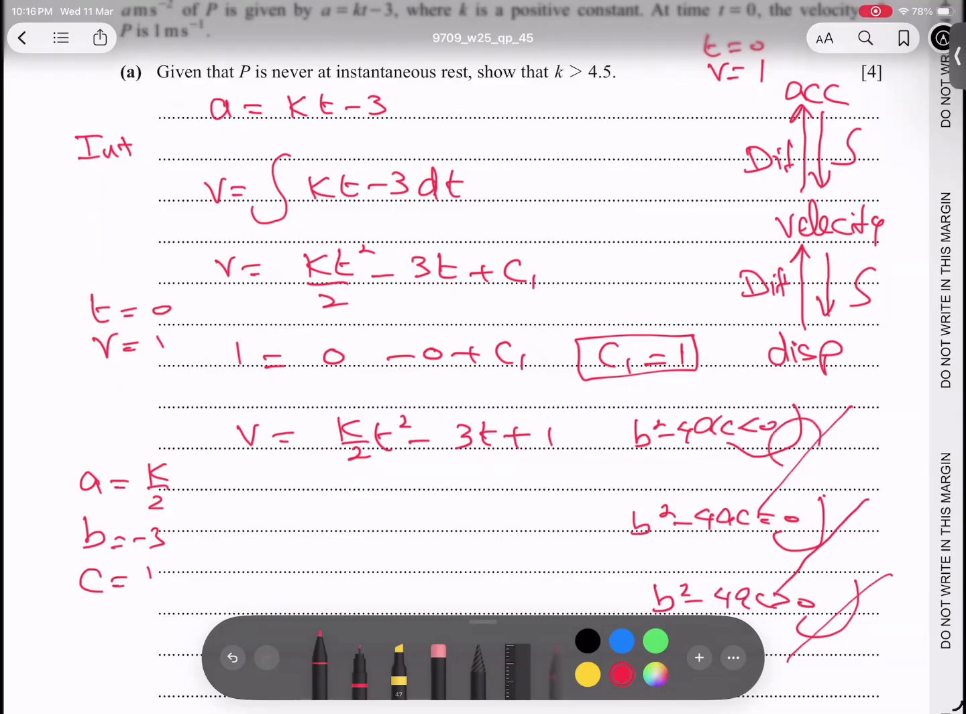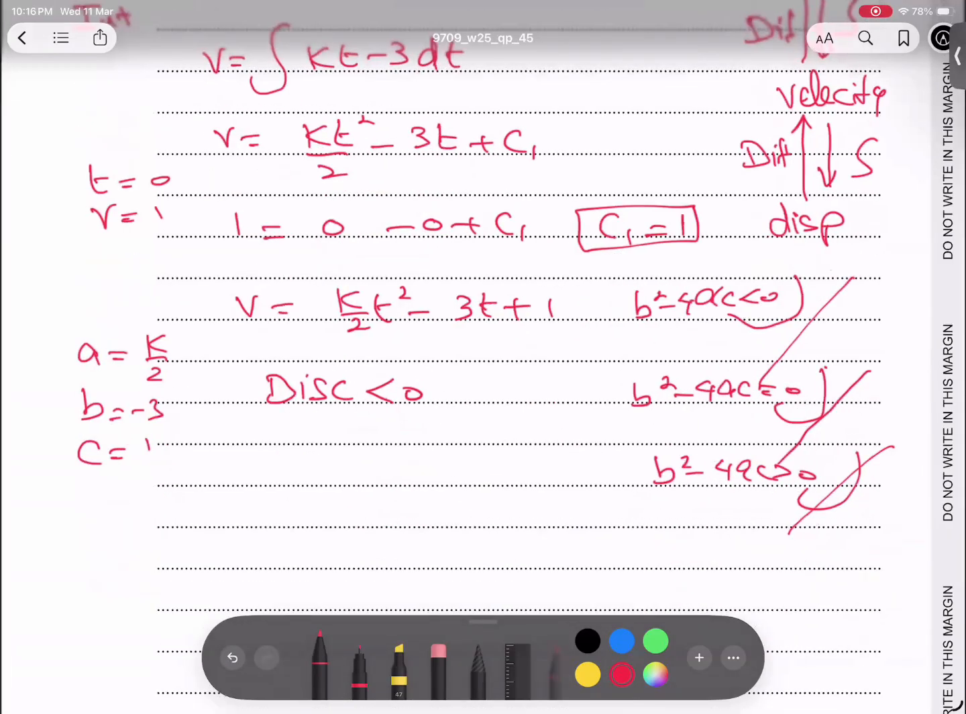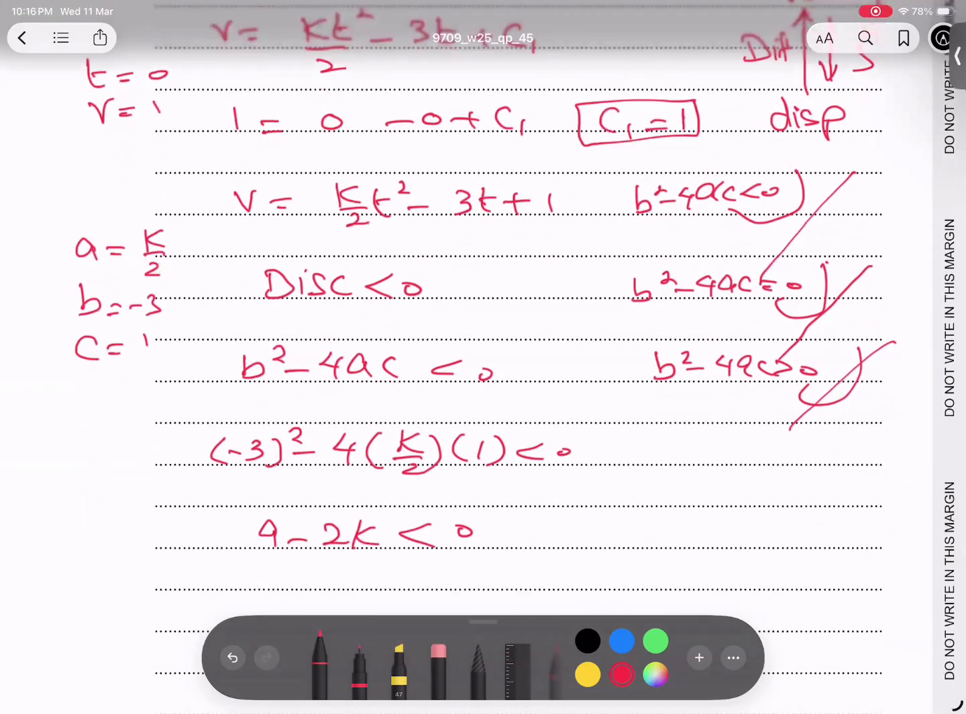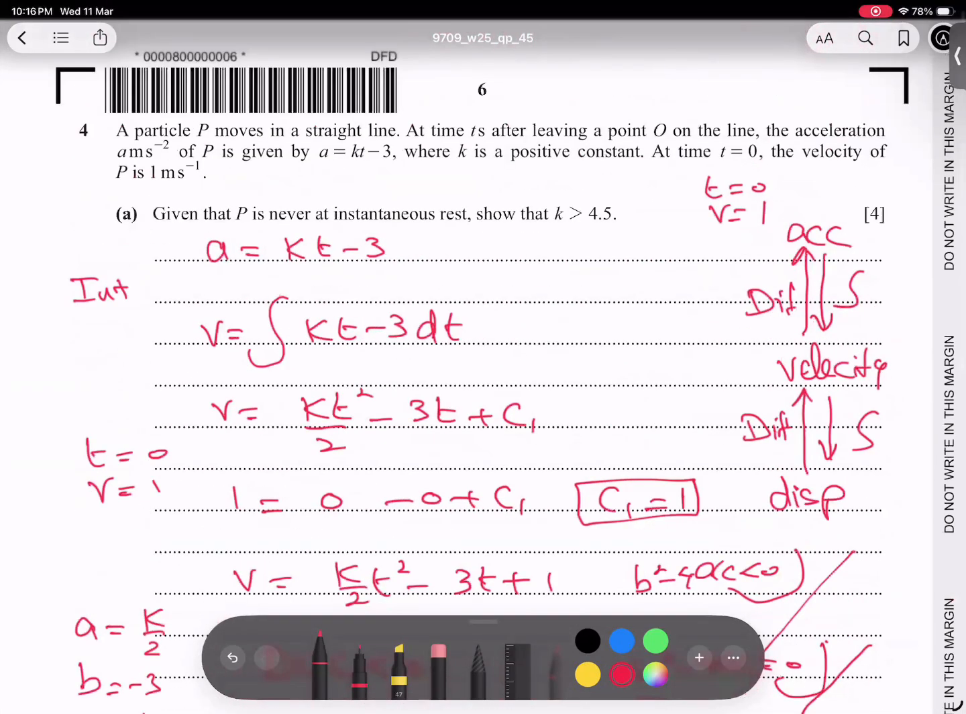But when you say no solution, it means no rest. So we take this kind of idea: the discriminant is less than 0, so no solution will come, meaning no rest. I can apply this here: b squared minus 4ac less than 0. I'm getting negative 3 squared, minus 4 times k over 2 times c, which is 1. I'm getting 9 minus 2k less than 0. And we have to show that k is more than this value.